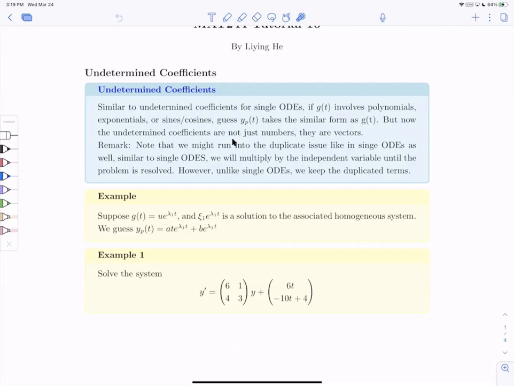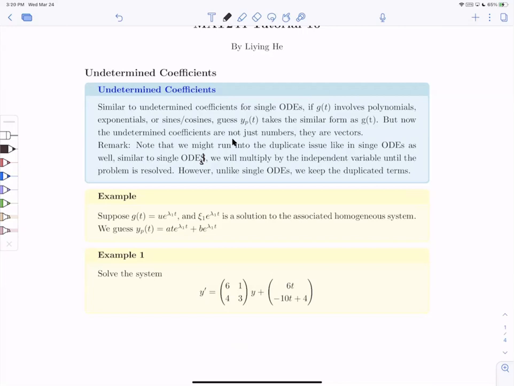Okay, so it's exactly like before, except you need to keep the duplicated terms when you meet those. Oh, this should not be capitalized. Should be, yeah, like this. So remember when we talk about single ODEs, you might have duplicated terms, and then you multiply by t or x until it's not duplicated. But for system of ODE, you need to multiply as well, but at the same time, you need to keep the duplicated terms. Okay? Does that make sense?